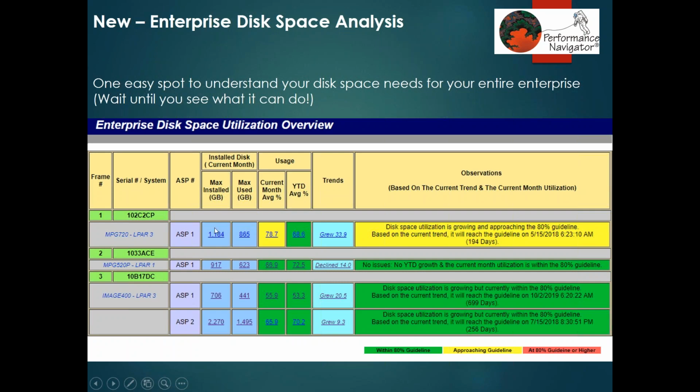We show you each LPAR, how much is installed in disk, how much you're using. We grade the current month to show you how you're doing, green, yellow, and red, based on your guidelines. And we show you trending. These are all hyperlinks, and I can show it to you live if you want. But look at this. Not only do we grade it and show you where you're at, if you're growing, we tell you the exact date and time you're going to hit your best practice guideline. How cool is that? Now, by the way, if you have one that's over 80% or whatever, it would just be red and say you're over your guideline.